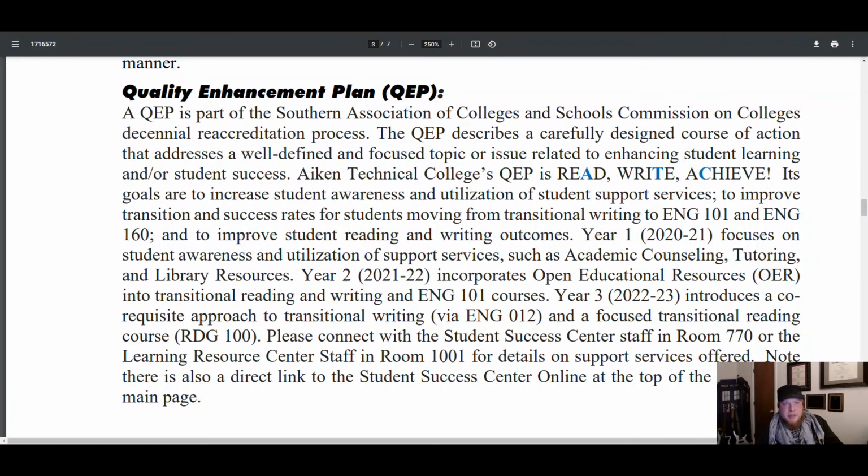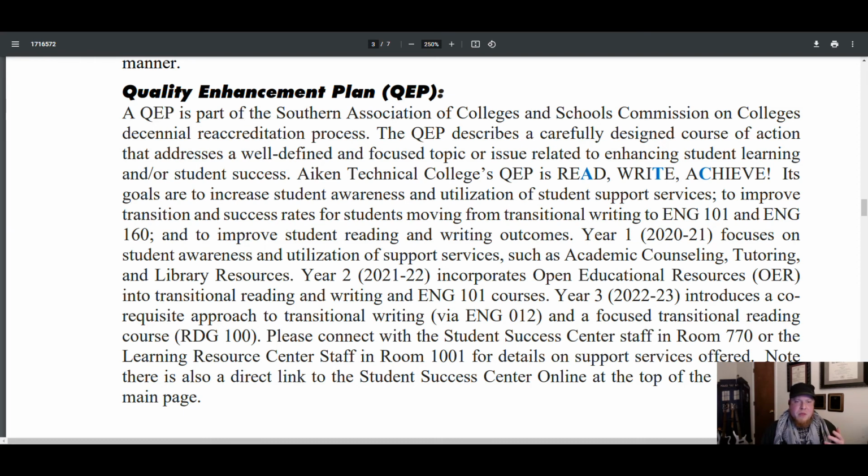And now I want to talk about a couple of other resources that you have at Aiken Tech that you may not be aware of. Perhaps you are, perhaps you're not, but I want to go into those as they're stated in the syllabus too. Let's do that. First of all here, let's talk about Aiken Tech's QEP or Quality Enhancement Plan. So I'm going to read from this and explain some of it.